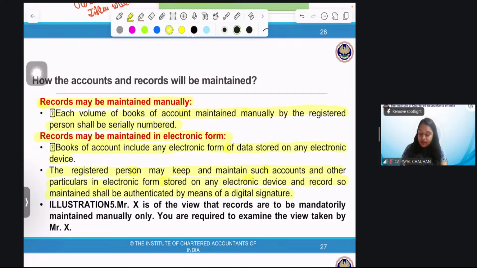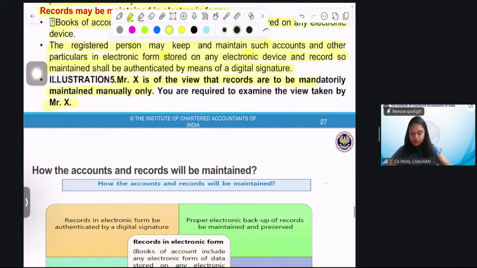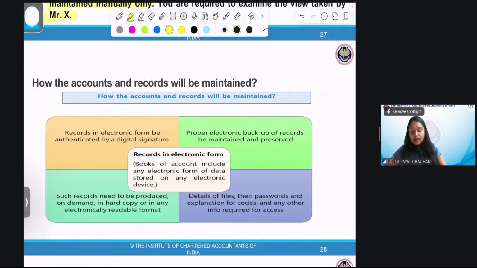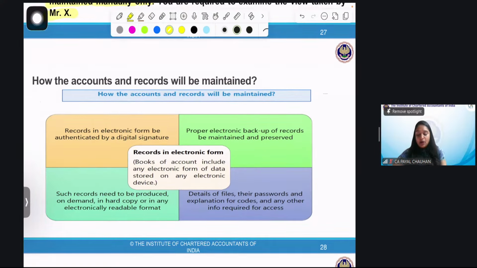Then we have Mr. X, who is of the view that records are to be mandatorily maintained manually only. You are required to examine the view taken by Mr. X. Help Mr. X. The view is false. He has a choice. He can have them either manually or electronically. Yes, this view is completely wrong, and you have to give information about manual also and electronic also. Then we have how accounts and records will be maintained. Proper electronically.